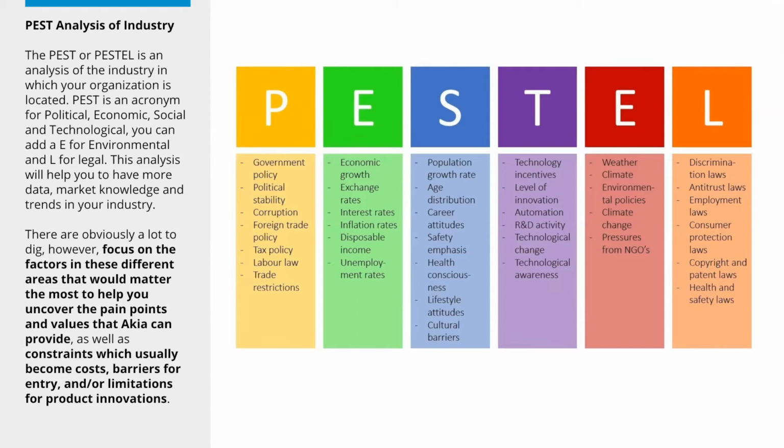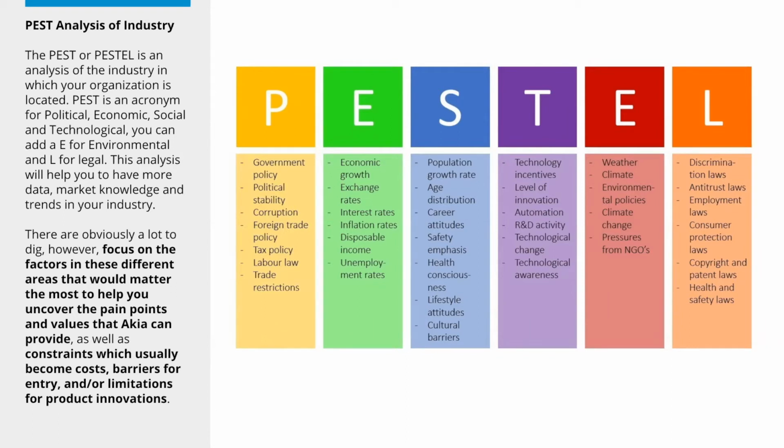It's called PEST. P stands for political, E stands for economical, S stands for social, and T stands for technological. And then sometimes you also have another E and L. The E stands for environmental and L for legal. Why is that useful? This just gives you a good overview of an industry you might dive into.